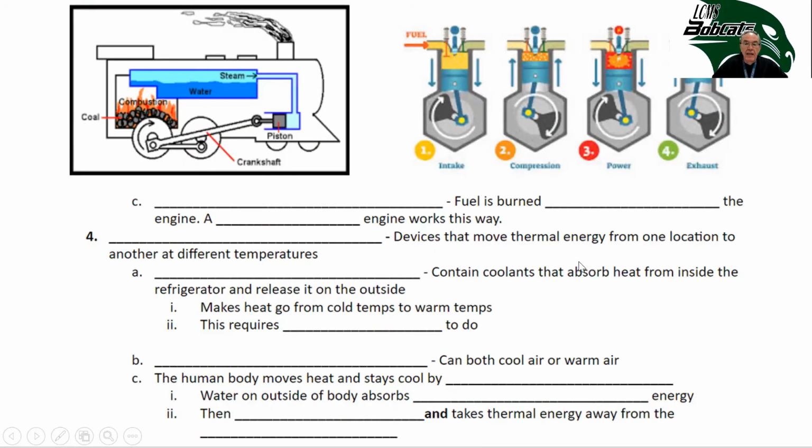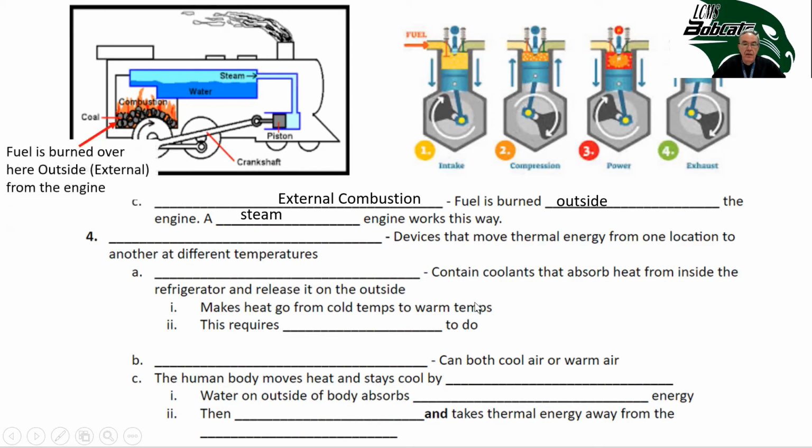The next kind of engine is called an external combustion engine. And this means the fuel is burned outside. Internal means inside, external means outside. And a steam engine is a good example of this kind of engine. So the fuel's burned outside the engine.